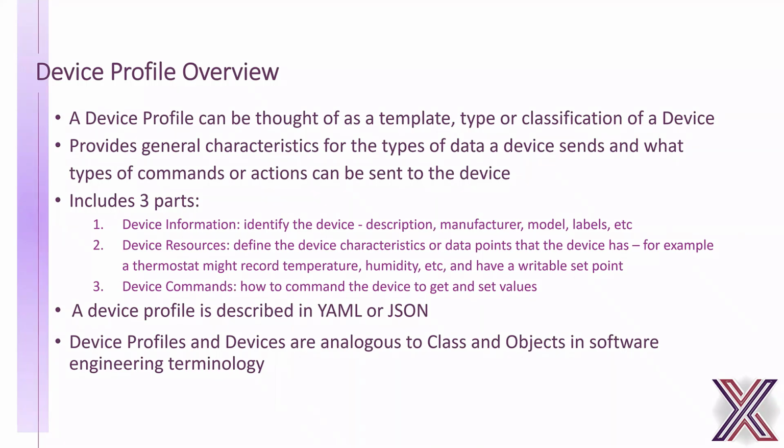So there's three main parts to this. The first part is device information. How do you identify the device? And it's obviously things like a name, but also a description, manufacturer, model, and any labels you want to assign.